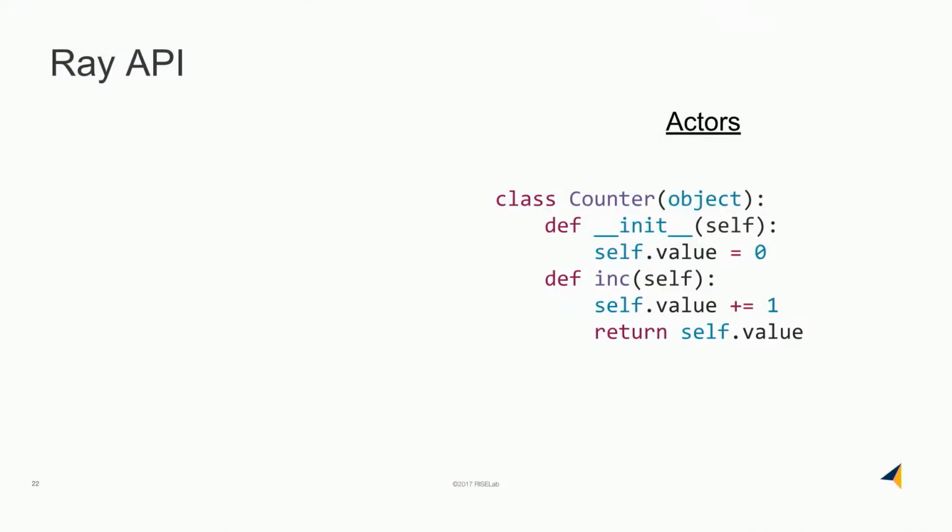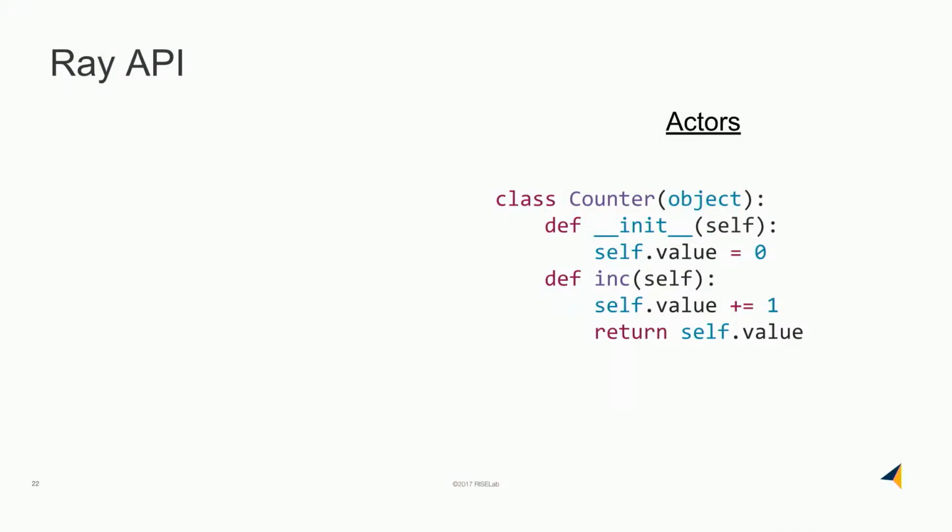But it turns out that mutable objects and stateful computation are actually really important for many machine learning workloads. That can come up whether it's the state of a simulator that you're using for reinforcement learning, the weights of a neural network, or some other encapsulation of some interaction with the real world. So the way that we encapsulate mutable state and share it between tasks is through an actor abstraction.